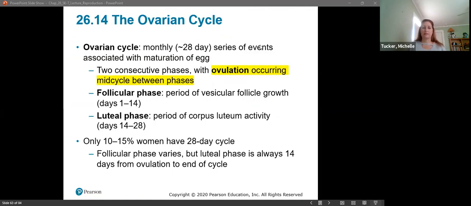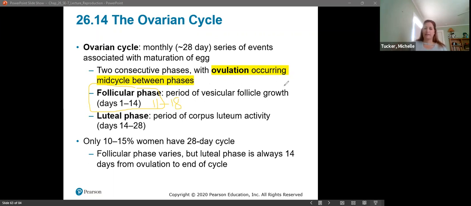The ovarian cycle is an average 28-day cycle. It is a series of events associated with maturation of the egg. We're also going to marry it up with the uterine cycle. So the ovarian cycle has 2 phases. The first phase is of variable length, okay? It could be 11 days, it could be 14 days, it could be 18 days. The follicular phase is the one that can vary.